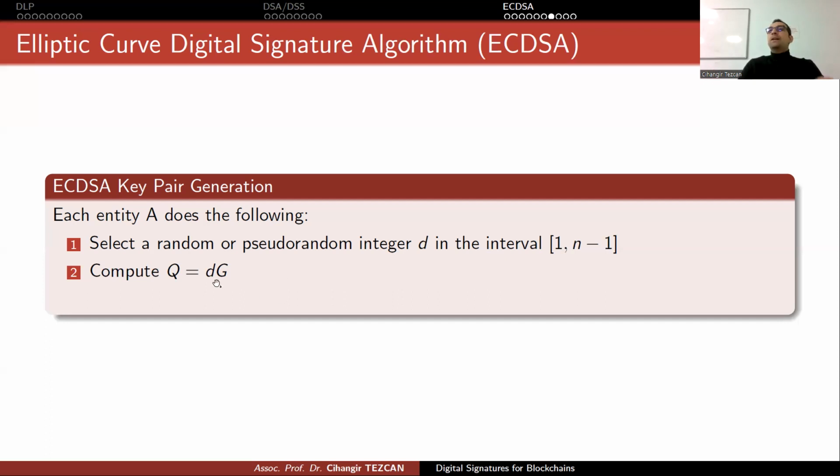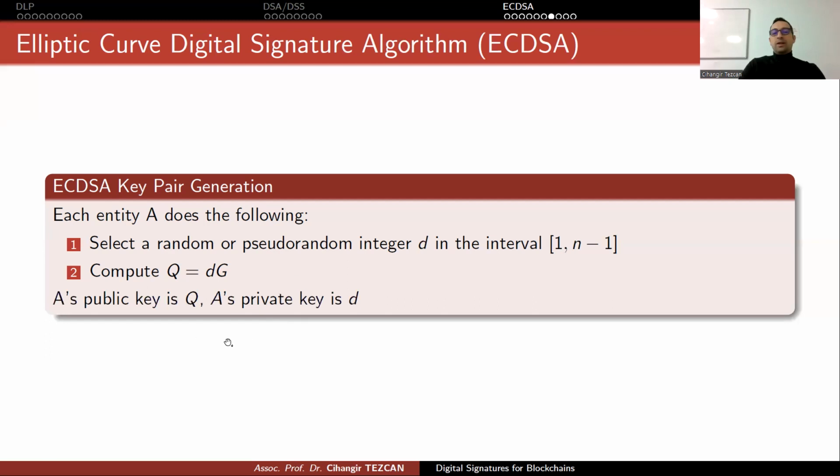This is not a point multiplication because you are not multiplying two points. You are multiplying a point with a scalar. This means that you are adding that point to itself D many times. So here D is not a point on the elliptic curve. D is just an integer, but capital G and Q are points on the elliptic curve. A's public key is Q, private key is D.